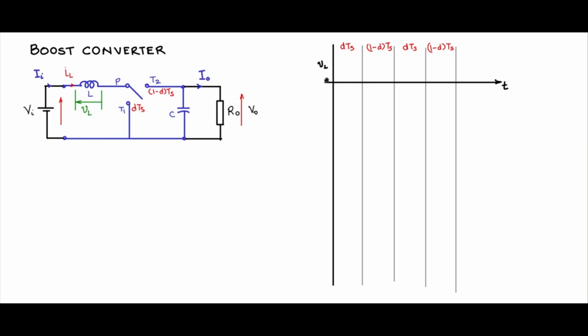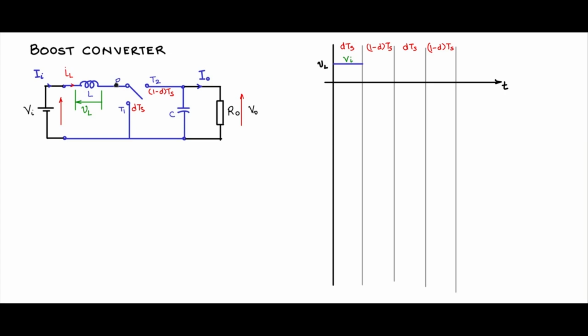the voltage VL across the inductor, and during DTS the pole P is connected to T1. Pole P is at 0 voltage and the other side of the inductor is at VI voltage. So a voltage VI measured positive like this. Now during that period 1 minus DTS, P is connected to T2. So the potential here is V0, Vp, or the pole potential is V0, and this side of the inductor is still Vi. So voltage across the inductor is Vi minus V0.